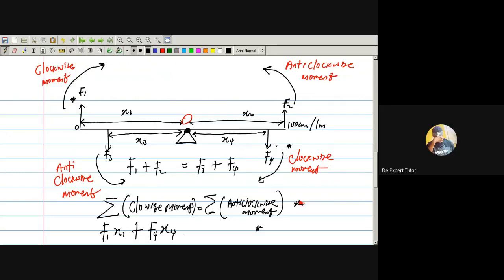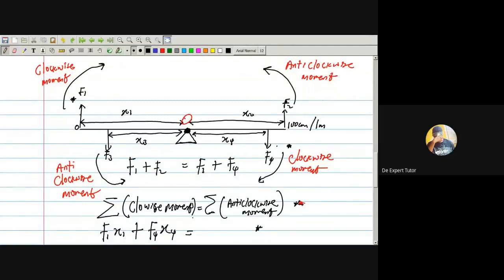Exactly. This is our clockwise moment. So this is the moment of this force, and the moment of this force creating clockwise moment, that's it. Now, equal to sum of anti-clockwise moments. Which forces are creating anti-clockwise moments? F2 and F3. Good.